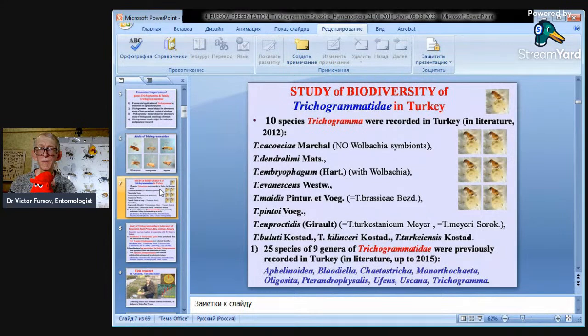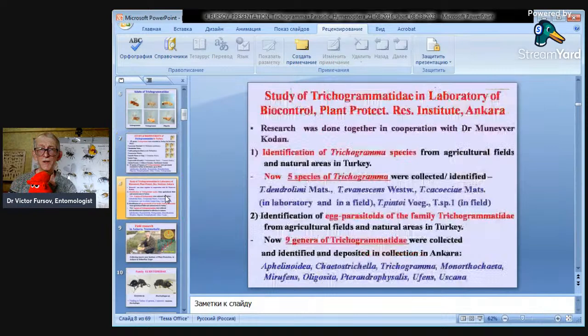25 species and 9 genera of the family Trichogrammatidae were previously recorded in the Turkish Republic. According to my research, I identified species of Trichogramma in agricultural crops in the regions near Ankara. Five species of Trichogramma were identified, and I also identified other material of egg parasitoids of the family Trichogrammatidae.